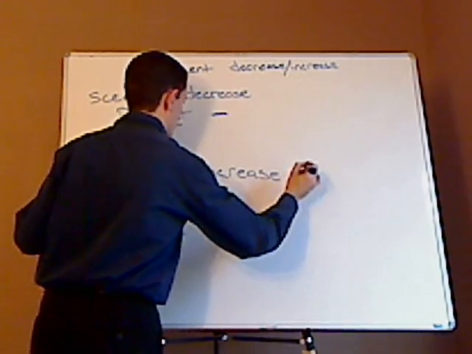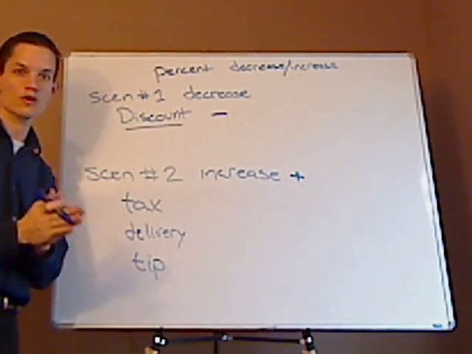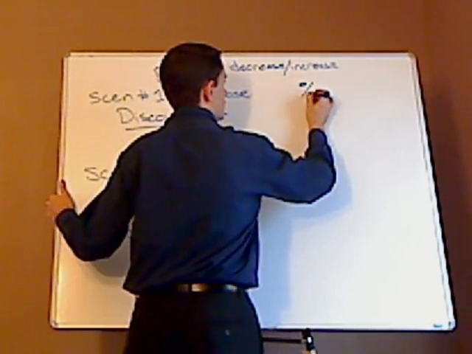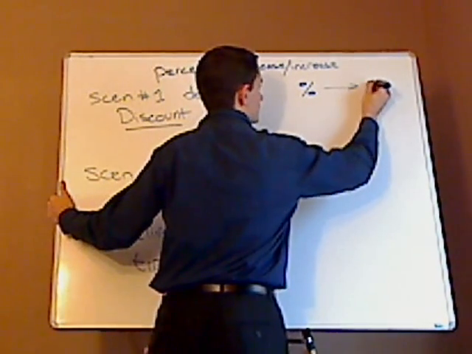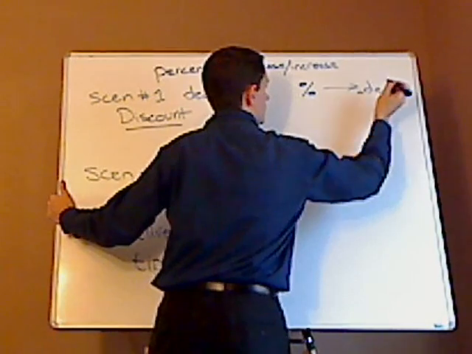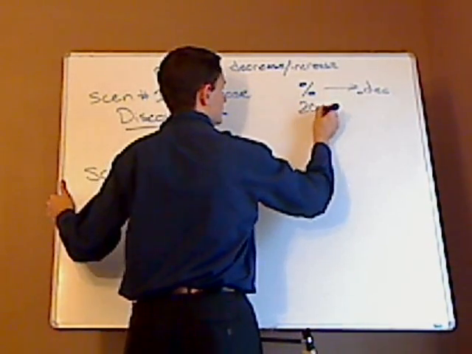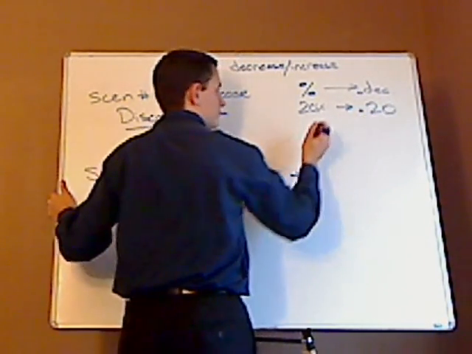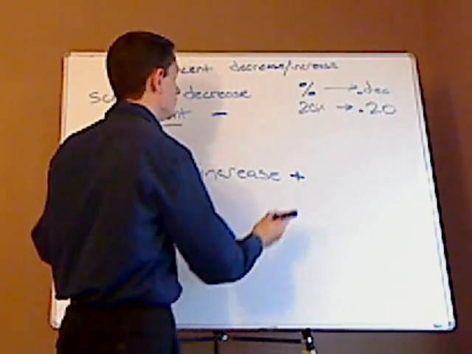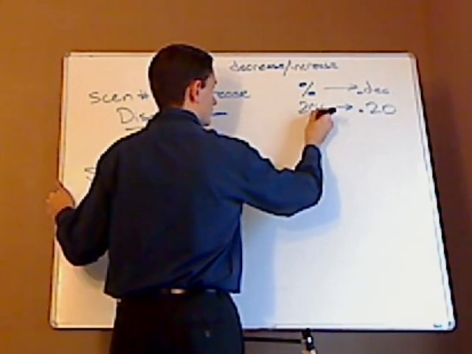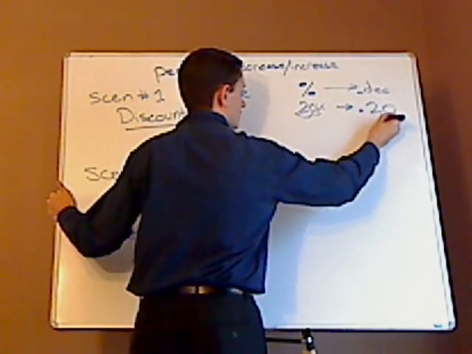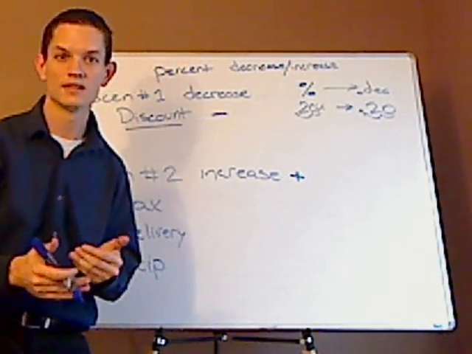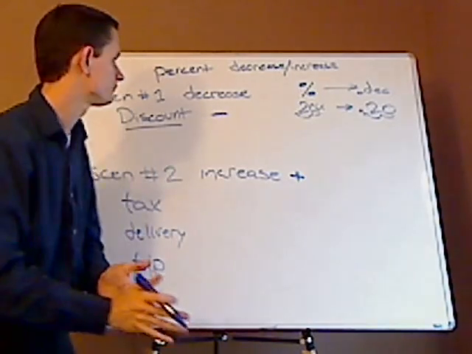So increase, plus. Now, when you're doing a problem like this and you see a percentage, always take the percentage and convert it to a decimal. So if you see 20%, convert it to 0.20, right? To change a percentage to a decimal, you just move the decimal place of the percentage over twice. If it's 25%, that would be 0.25. If it was 30%, that would be 0.30, etc.